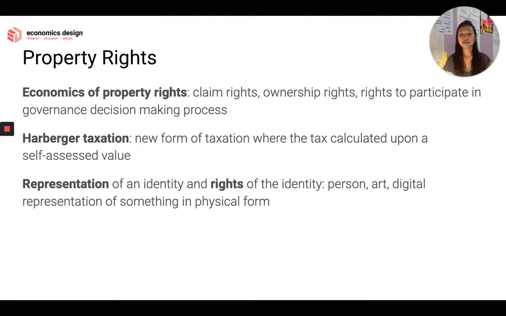And lastly, it's the representation of identity and the rights of that identity. And when we talk about identity, again, it could be a person, art, a digital representation of something. So identity is really a general thing, and it could represent a lot of other types of identity, and then the rights that they hold or that the thing holds.